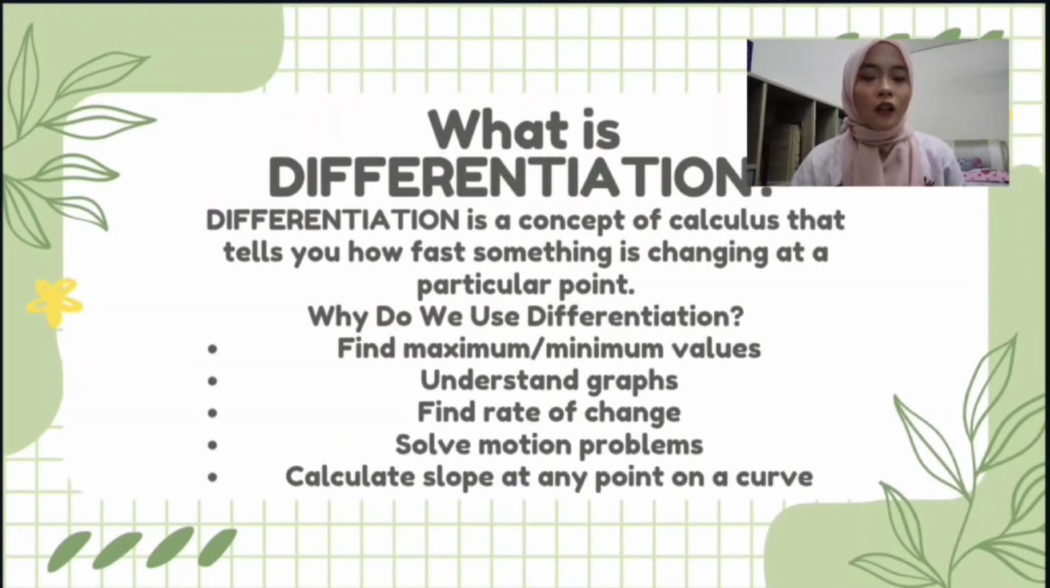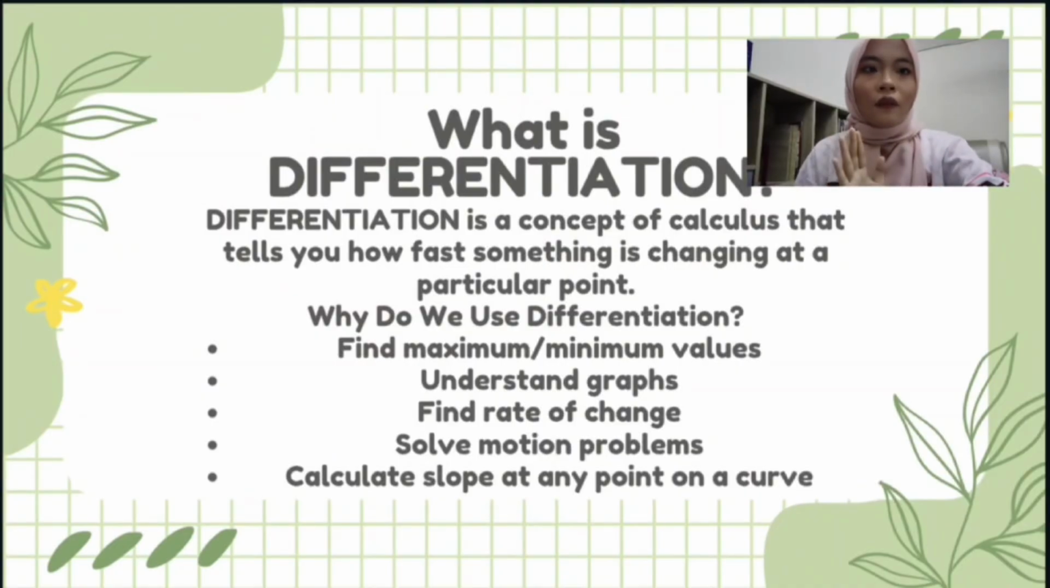Many things in real life don't stay the same. They change over time. Differentiation helps us measure how fast they change. For example, it tells us how quickly distance or speed changes, how fast a population grows, or how fast a chemical reaction rate increases or decreases. Fourth, it helps us solve motion problems. In physics, differentiation connects displacement, velocity, and acceleration. It allows us to find how fast an object is moving and how its speed changes with time.